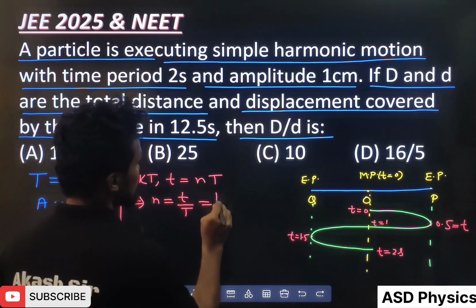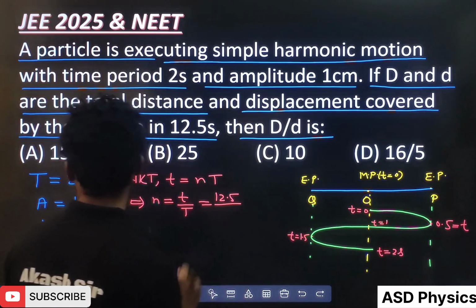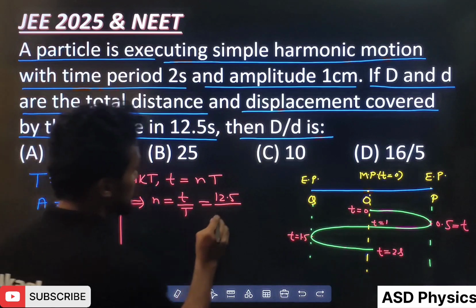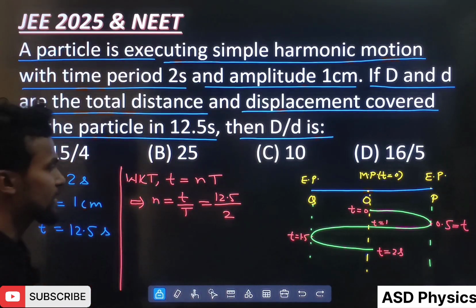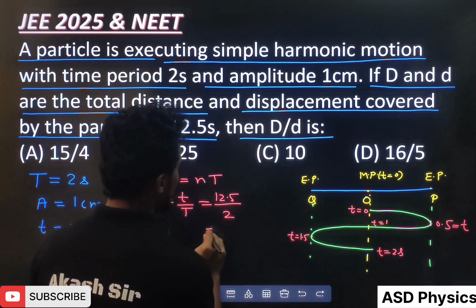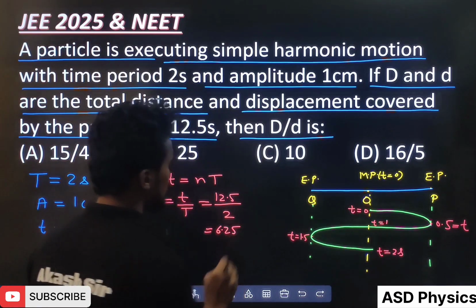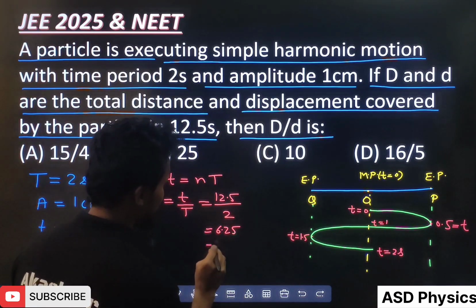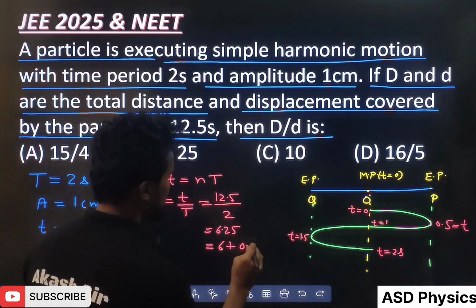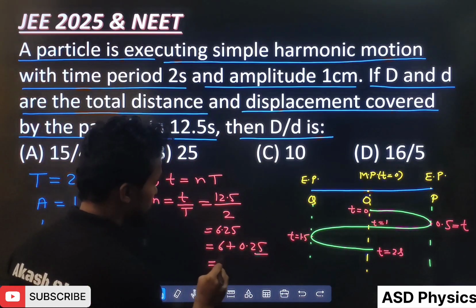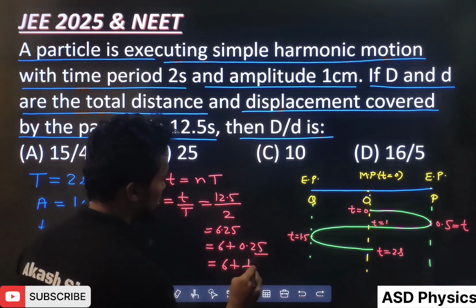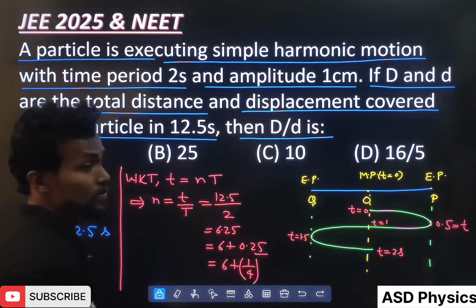t is how much here? See, 12.5, and capital T is how much here? 2. Is it, students? So 12.5 by 2, we can tell very easily it is going to be 6.25. Or we can tell, 6 plus 0.25 number of oscillations. Or we can tell here 6 plus 1 by 4.